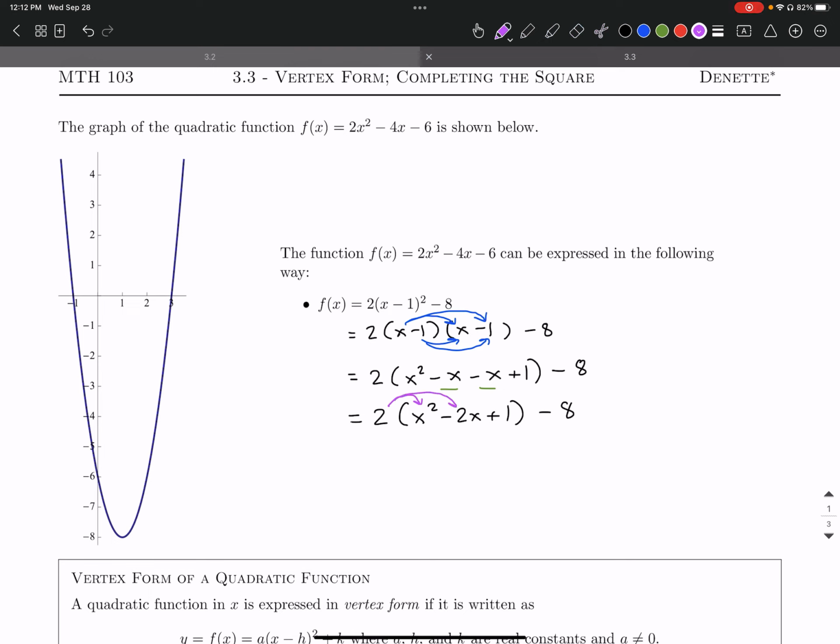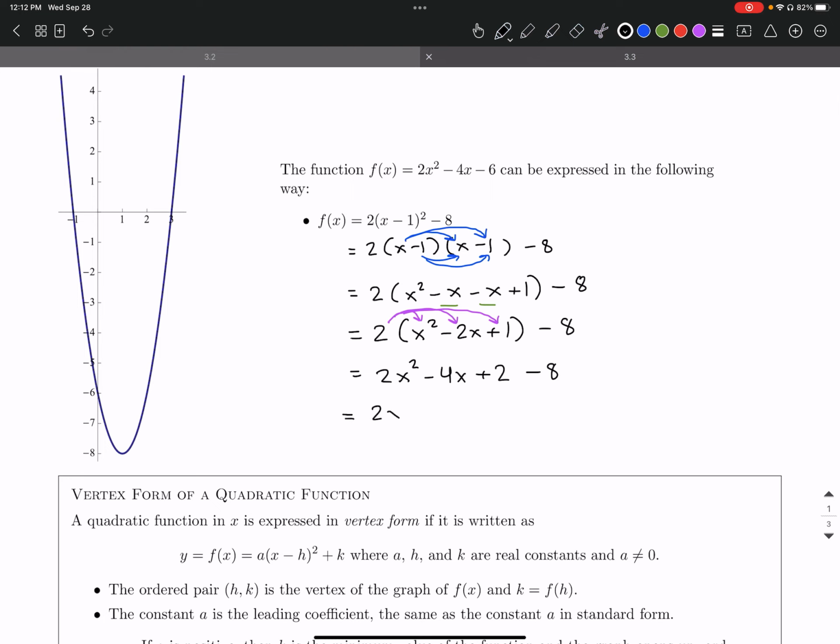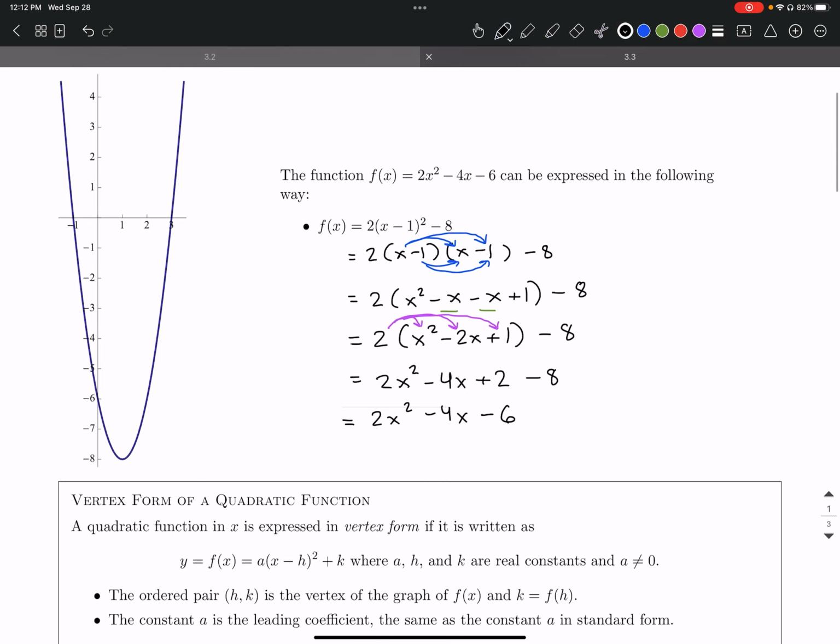This 2 gets multiplied by every term inside this set of parentheses by the distributive law. 2 times x squared is 2x squared. 2 times minus 2x is minus 4x. And 2 times the 1 on the end is positive 2. We still need to subtract 8 from all of this. The only surviving like terms are our constants, plus 2 minus 8. When we do the arithmetic, we get minus 6. And note that this 2x squared minus 4x minus 6 is exactly what we claimed it was.